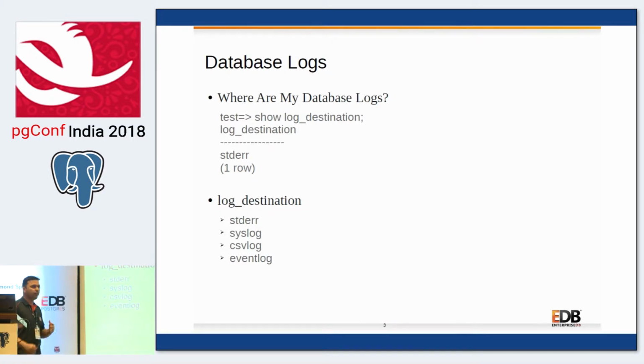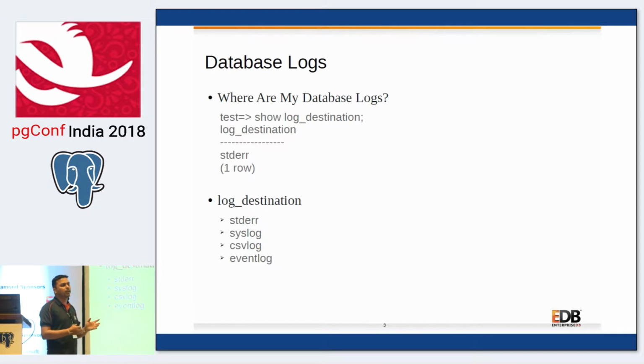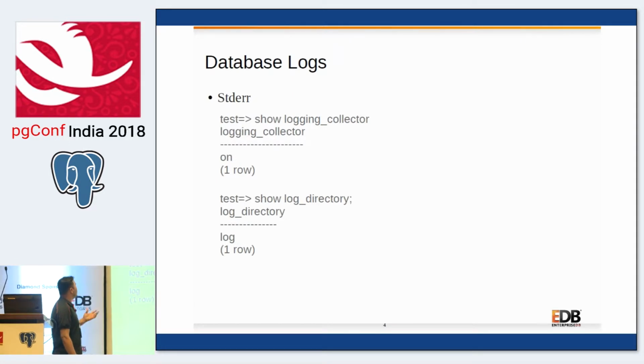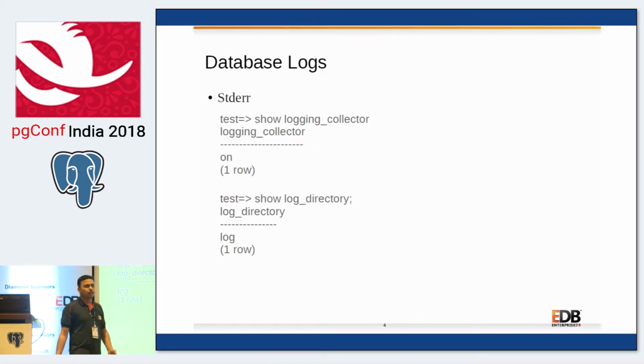But then again, these log messages are finally redirected and written into some log files. How do we know the exact location of those log files? For that, we have to check the settings of some other parameters. For example, there is something called logging_collector. When this is enabled, Postgres starts a new logger process, which collects the messages from stderr and writes them into a log file, which is created in the log directory.